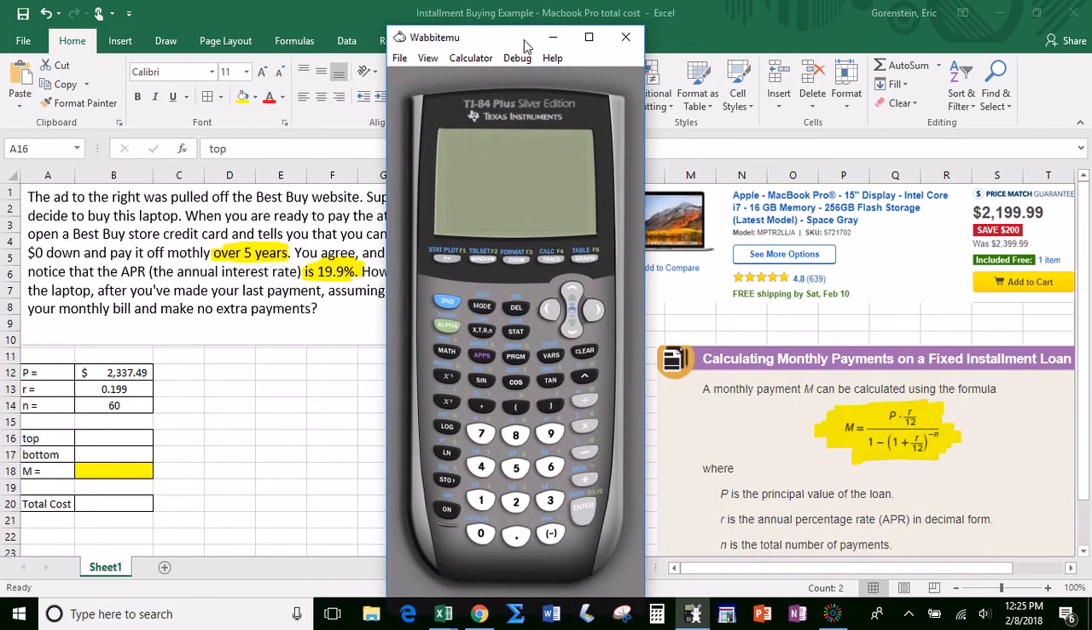So let's go with the principal, the $2,337.49. We need to multiply that by R over 12, times the rate, 0.199, and divide that by 12.